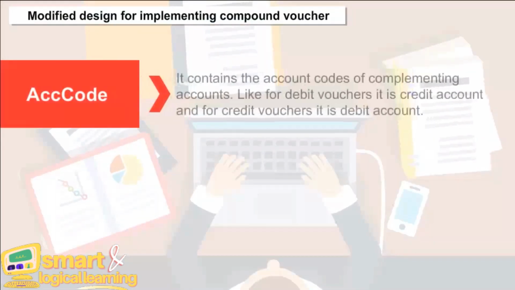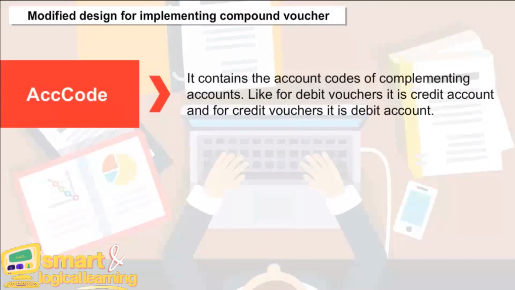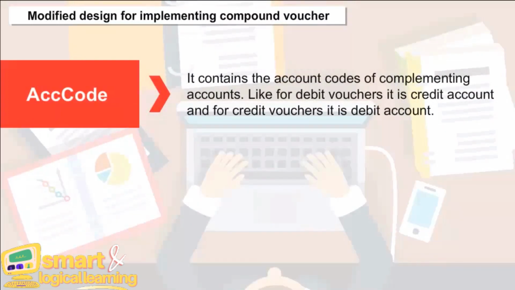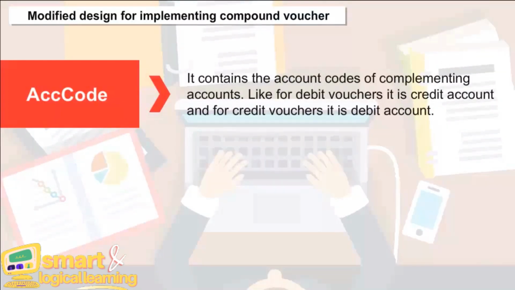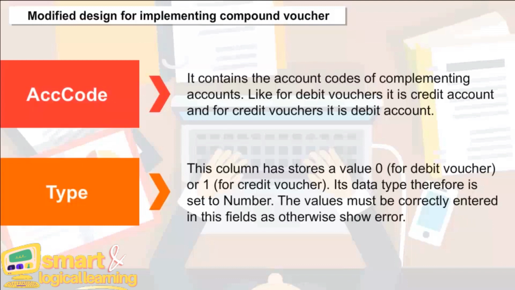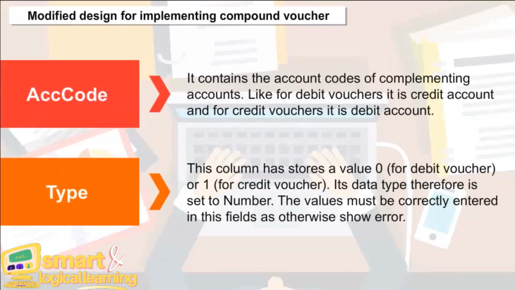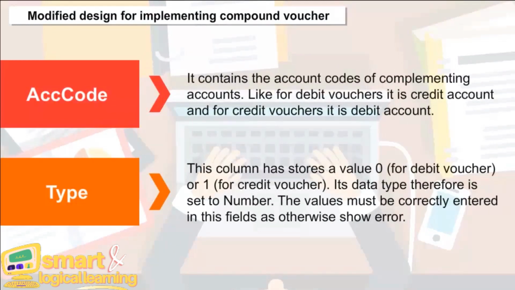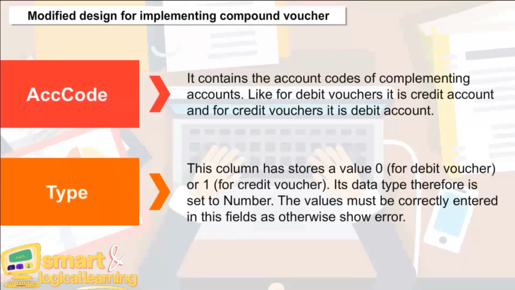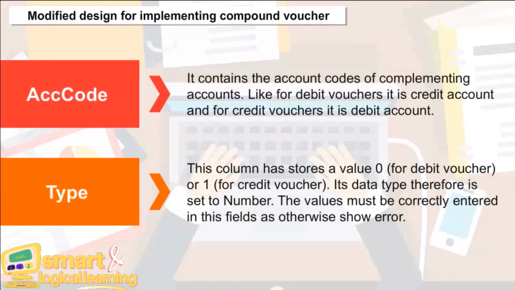ACC code. It contains the account codes for complementing accounts. Like for debit vouchers, it is credit account, and for credit vouchers, it is debit account. Type. This column stores a value 0 for debit vouchers or 1 for credit vouchers. Its data type therefore is set to number. The values must be correctly entered in this field as otherwise it will show an error.